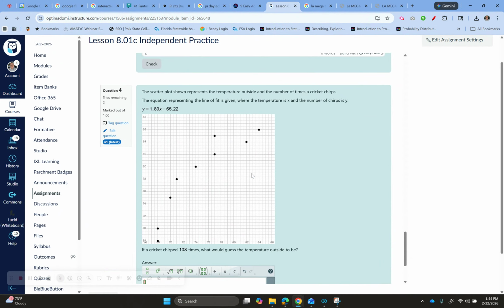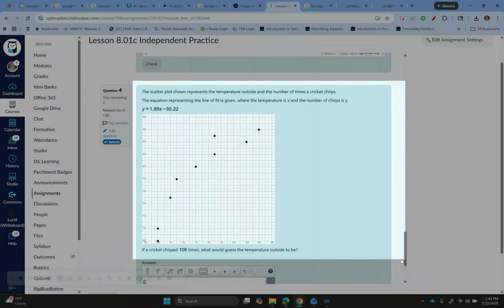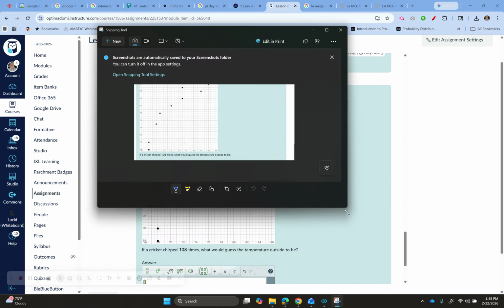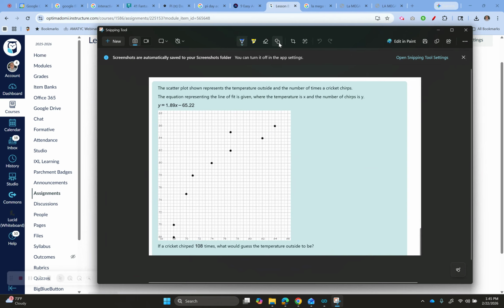Okay. So here we have a scatter plot. This scatter plot is showing how the temperature outside affects the cricket's chirping. Okay. So the X axis is the temperature and the Y is the number of cricket chirps. You can see here based on the scatter plot. I know it's hard to see, but let me take a screenshot so you can see what I'm trying to show you. Basically, I'm going to draw the line of best fit using the eyeball method.